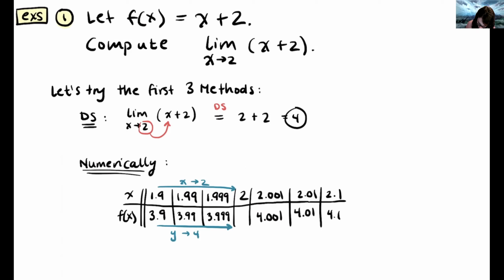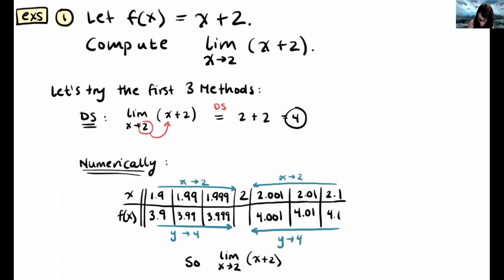Right now, again, from this side, as x is approaching 2, but just from the other side of 2, we still have the same thing going on, right? Y is approaching 4. As we look from left to right, as we're pinching in on 2 in the x direction, the y values are pinching in on 4. And so this is how you would determine, like numerically, or how you would show. This suggests, with this method, that the limit as x approaches 2 of x plus 2 is equal to 4, yet again.